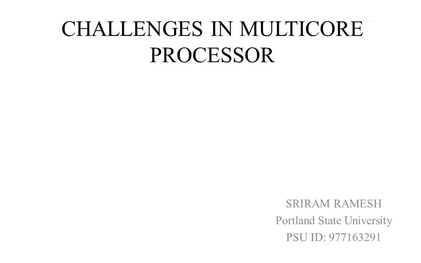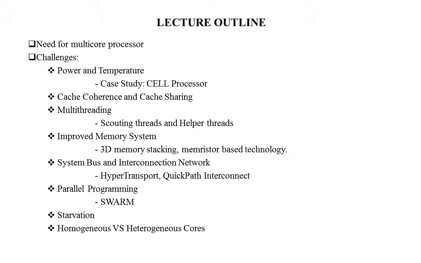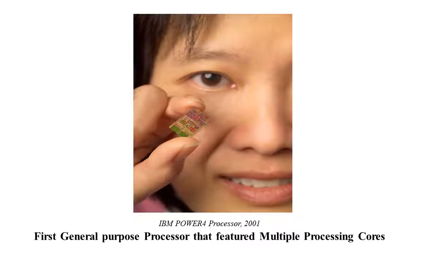First, I'll show you the outline of this lecture. The image here shows the powerful processor of IBM. It is the first general-purpose processor that featured multiple processing cores on the same CMOS chip. It was released in the year 2001.